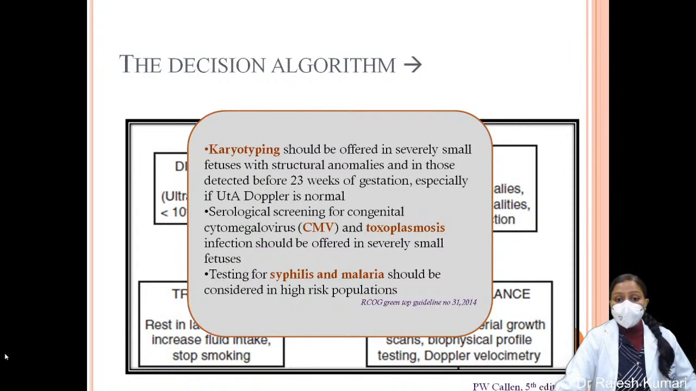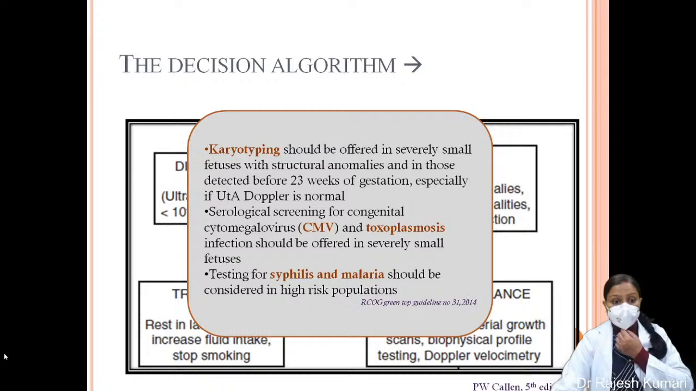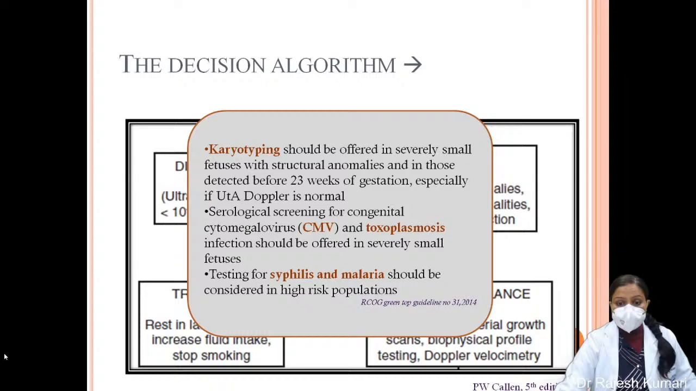Karyotype should be offered in severely small fetuses with structural anomalies and in those detected before 23 weeks of gestation, especially if uterine artery Doppler is normal. Serological screening for congenital cytomegalovirus and toxoplasmosis infection should be offered in severely small fetuses, and testing for syphilis and malaria should be considered in high-risk populations.